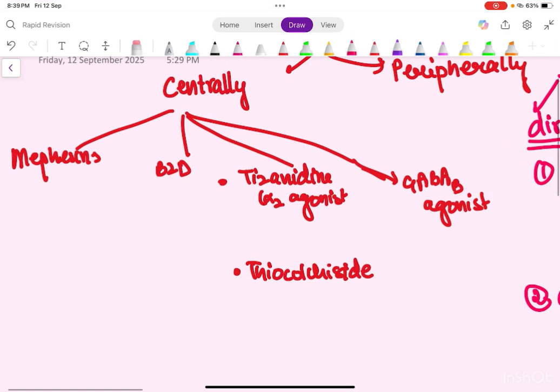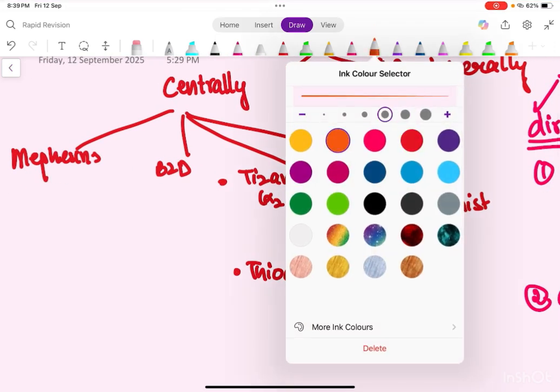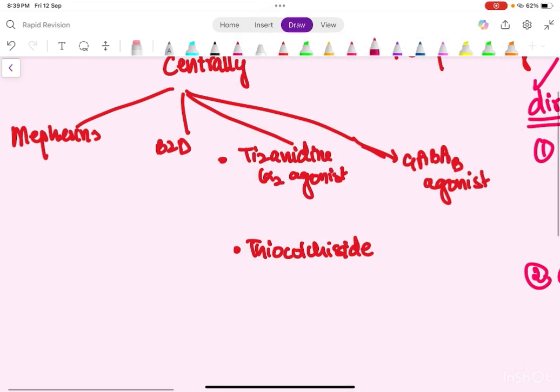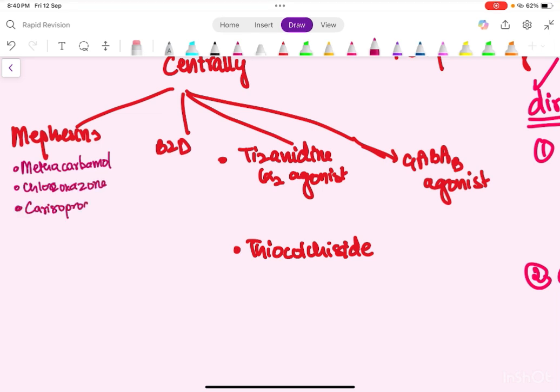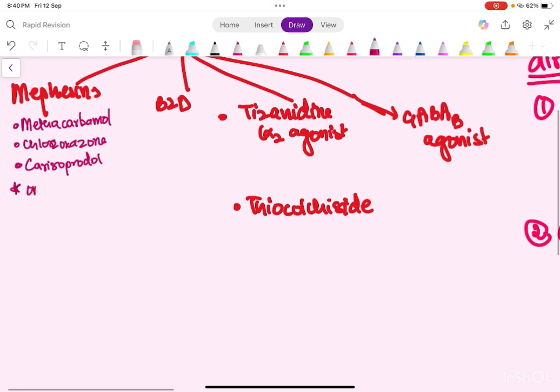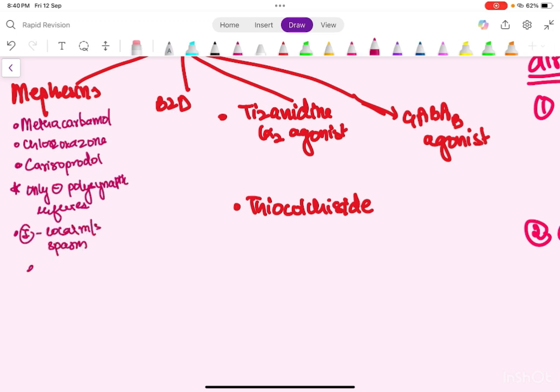So first we have mephenesins. Now in mephenesins, the points that you need to know are these. First of all, you have to know the names. The first name that you need to know is methocarbamol. Then you have to remember chlorzoxazone, and then the important one is carisoprodol. Now the main thing is that they only inhibit polysynaptic reflexes. Okay, and you use them in local muscle spasms, for example sprain.